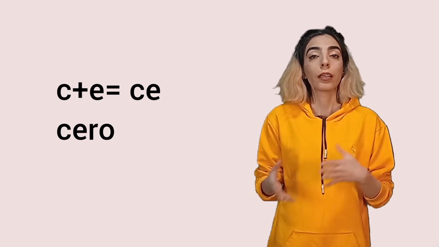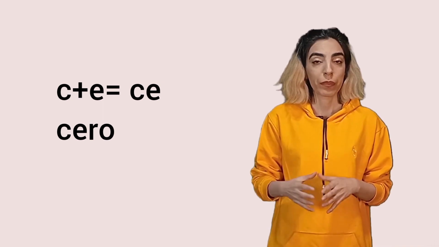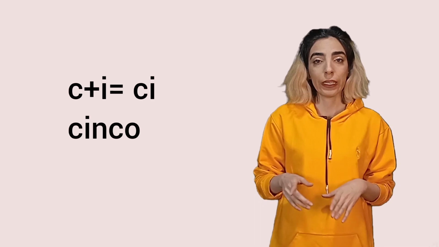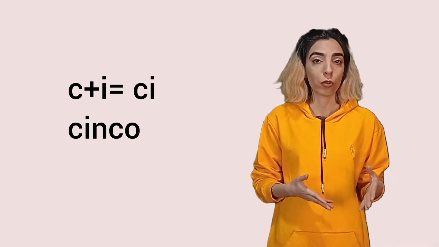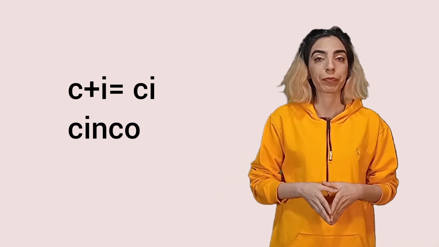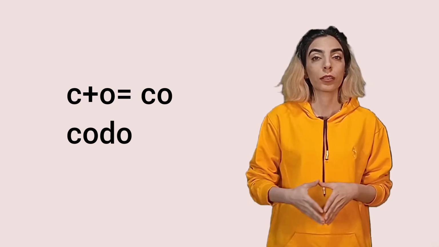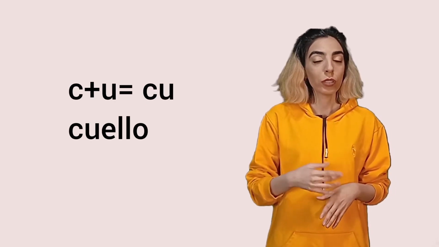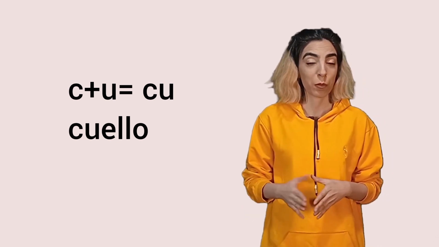C, E, its sound is C, like zero means zero. C, I, C, like cinco, number 5. C, O, we call it co, like codo, means elbow. C, U, we call it cu, like cuello, means neck.